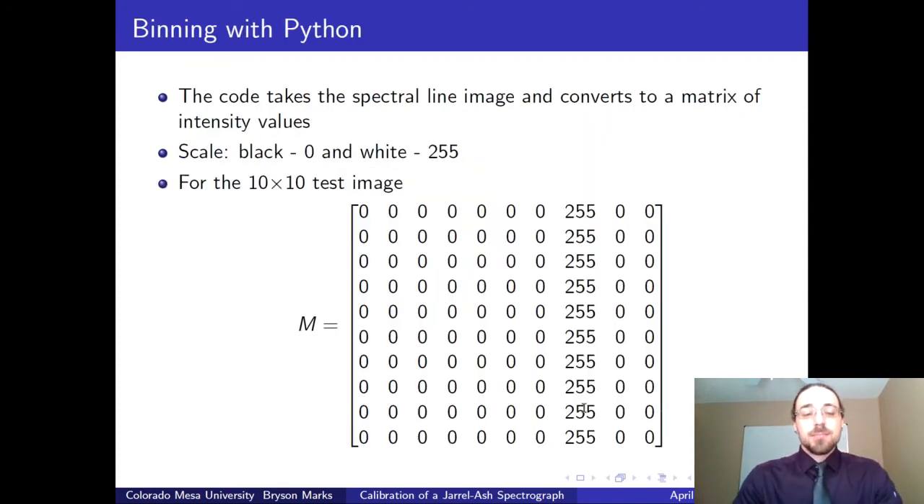Running this image through my Python code produces this matrix here. It produces a matrix of intensity values where we have a scale of black pixels being 0 and white pixels being 255. So for the test 10 by 10 image, we arrive at this, where the first, second, third, up to the 7th column location are nothing but zeros, and our 8th column has nothing but 255 values. This is great because this lets us know that that portion of our code is working properly.